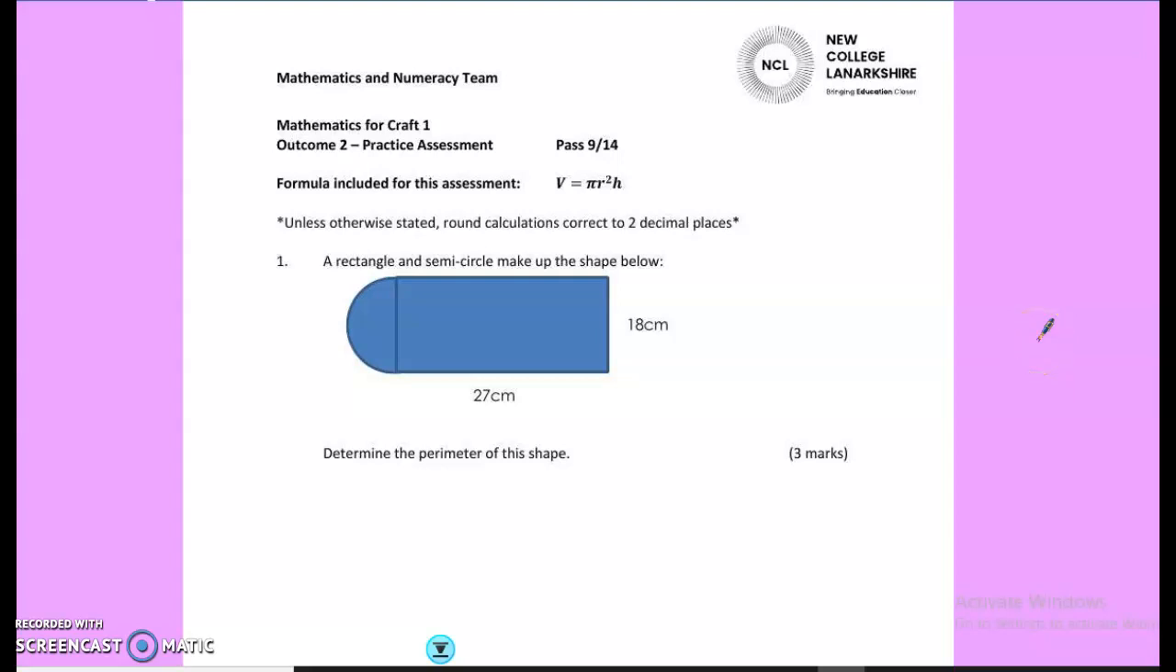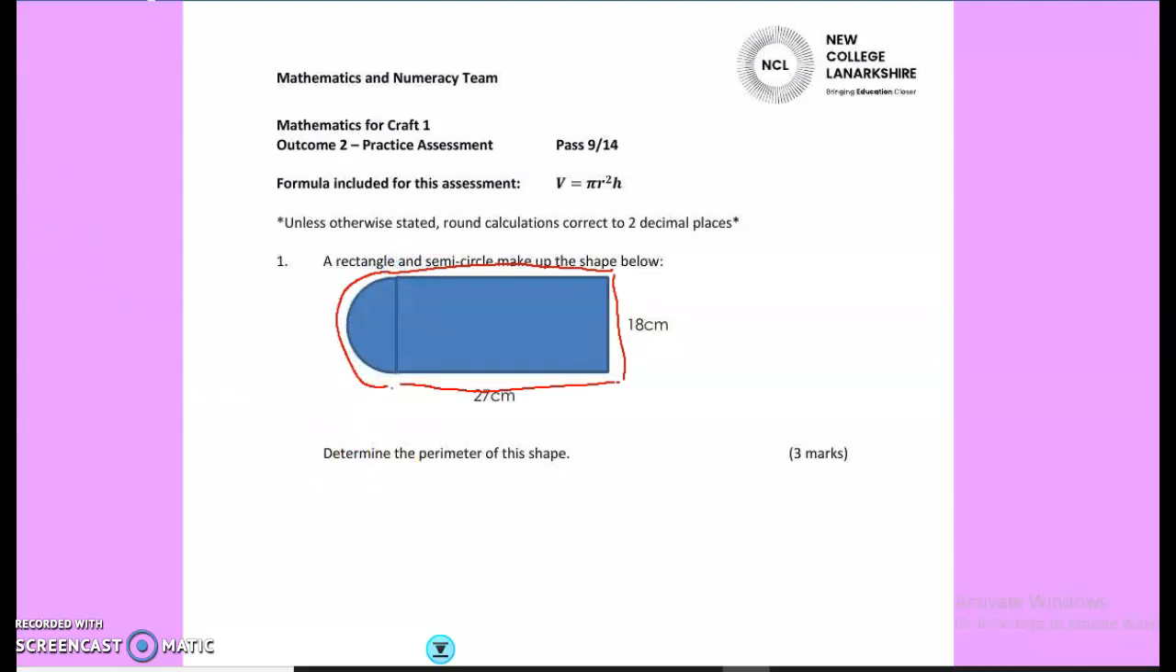I'm going to go through the practice assessment then, so you have an idea where all the answers are coming from. Okay, looking at the first question, we've got a rectangle and a semicircle, and we're asked to calculate the perimeter of the shape. A reminder, perimeter is the distance around the outside. So we're looking to add up the distance all the way around the outside of the shape.